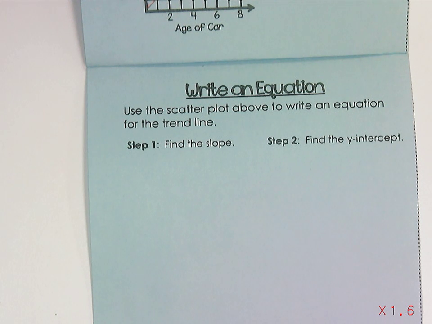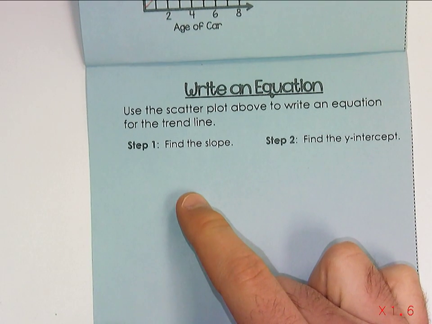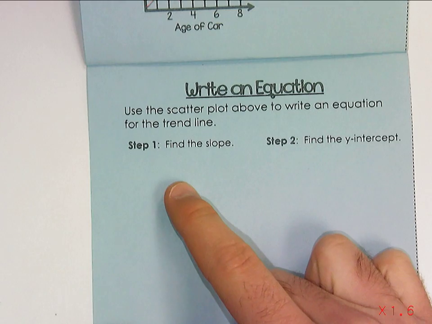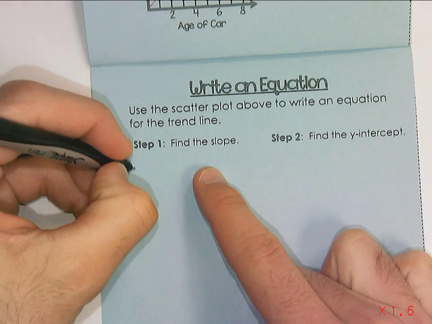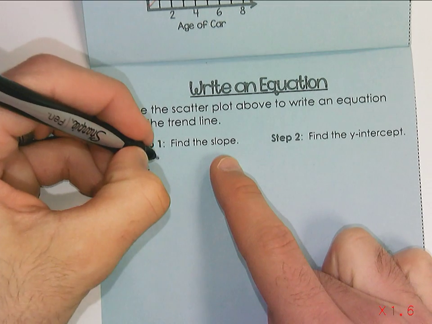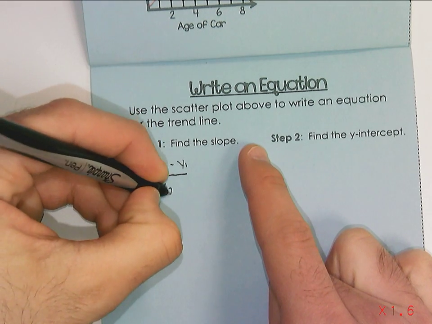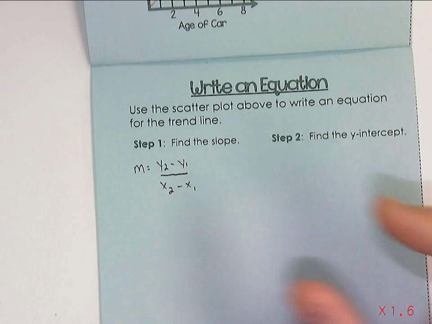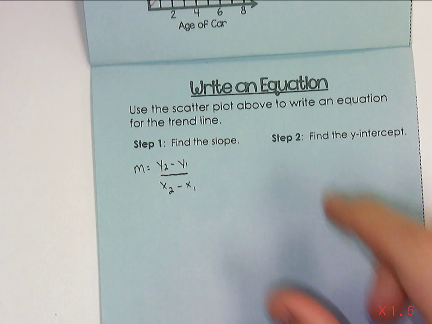So the first thing here we need to do is find the slope. So in order to find the slope, we need 2 points. So we're going to have to use the slope equation again. So remember, that is m equals y2 minus y1 over x2 minus x1. And we're going to need to pick 2 points that the line appears to go through.